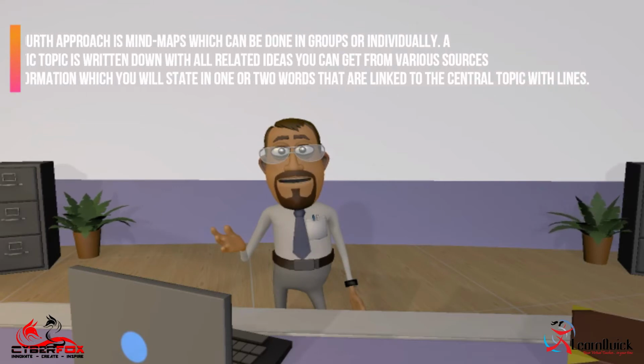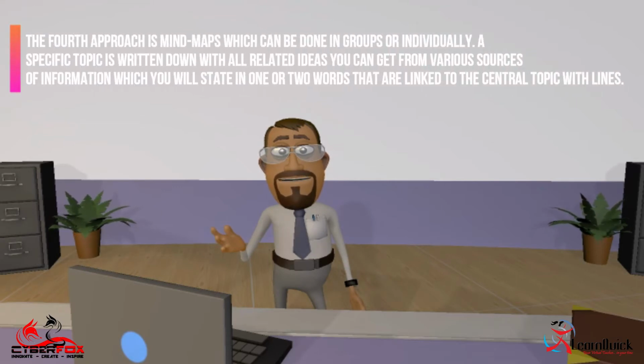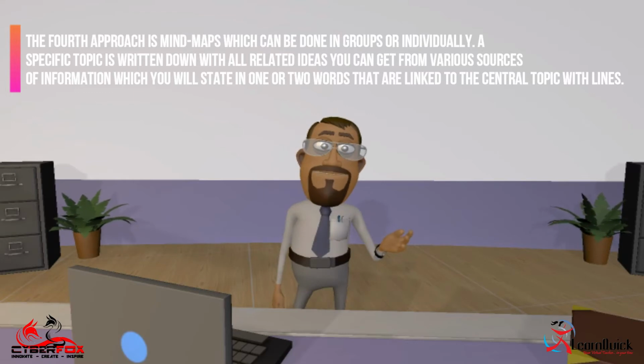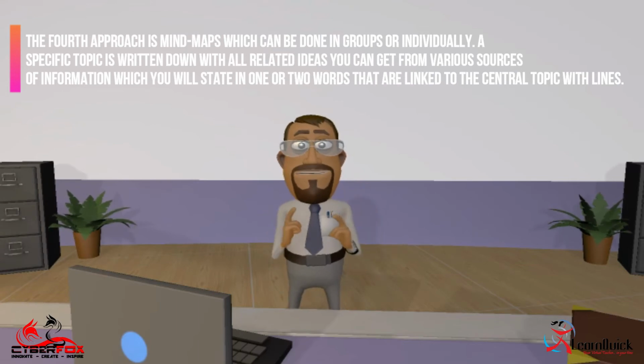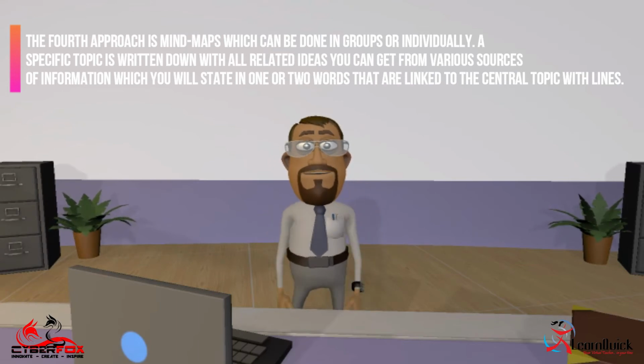The fourth approach is mind maps, which can be done in groups or individually. A specific topic is written down with all related ideas you can get from various sources of information, which will state in 1 or 2 words that are linked to the central topic with lines.